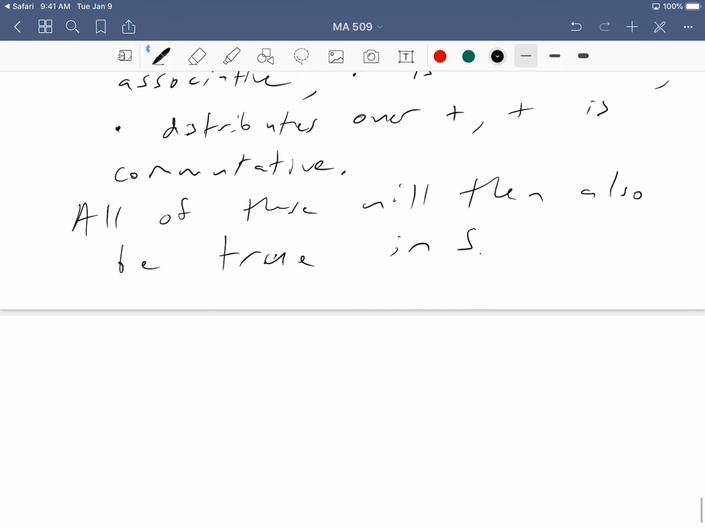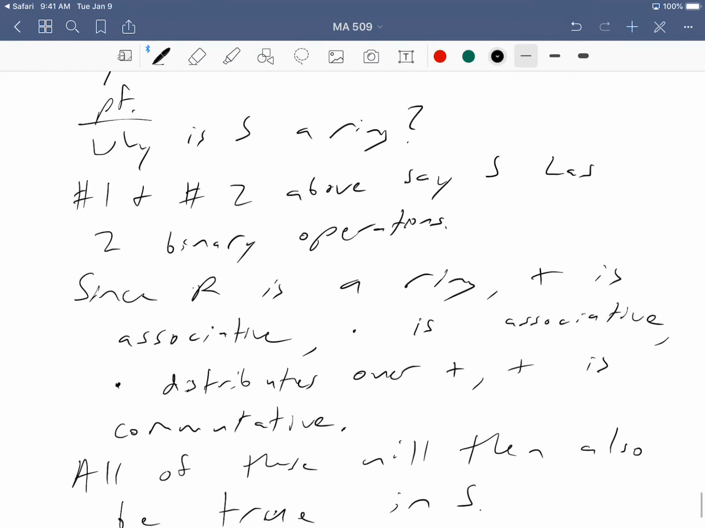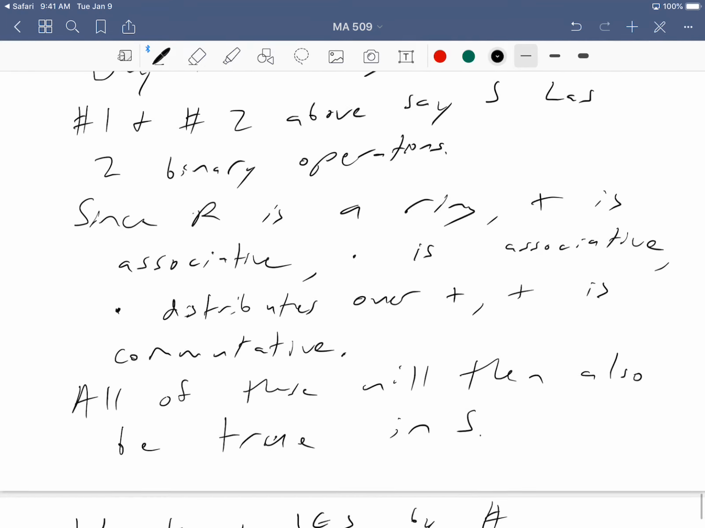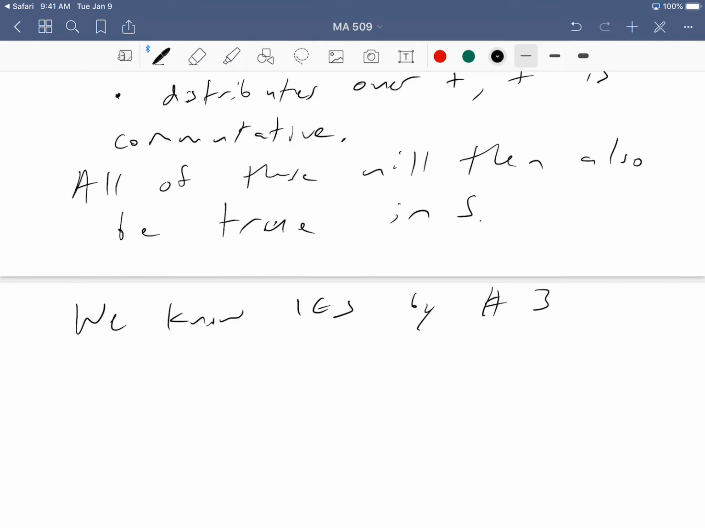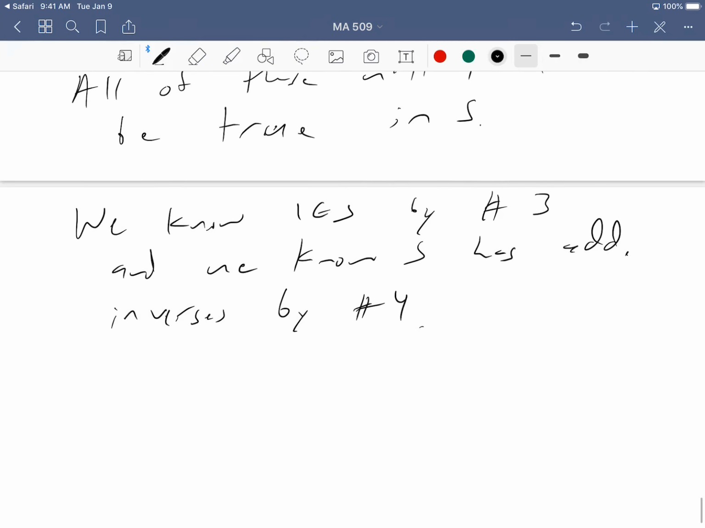All right, so what's left is we know 1 is in S by, let's see what number it was up here, property 3 there. And we know S has additive inverses by 4. Okay, so there's 2 more of our ring properties.